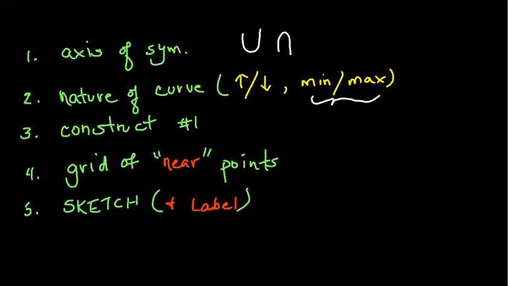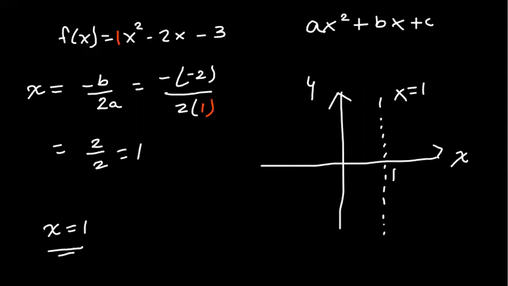What's our next step? Our next step is to find the nature of the curve. Is it going to grow up or is it going to grow down? So on here, is this thing going to look something like this? Or is it going to look something like this? See, one opens up and one opens down. How can we tell? All right. So let's get back to what we're looking at. So f of x is equal to x squared minus 2x minus 3.